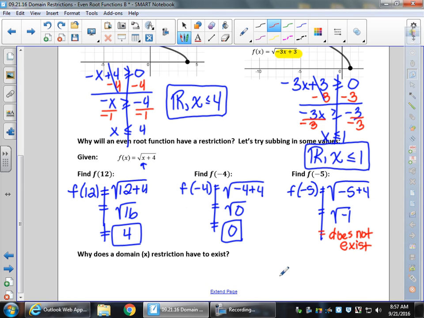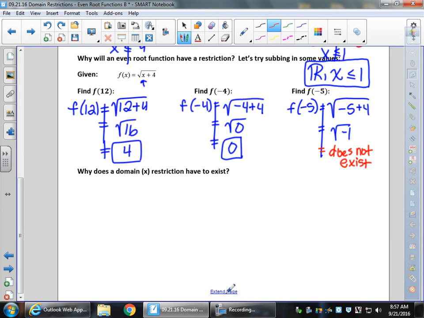So from this, let's try to reason on why does a restriction have to exist. What is okay to have under a radical sign? An even root sign. What's okay? What kind of number is this? In general, positive. What's this? 0. So are positive numbers and 0 okay? What's not okay? So if we were to make this a sentence, why do we have to have a restriction? What can you not have?